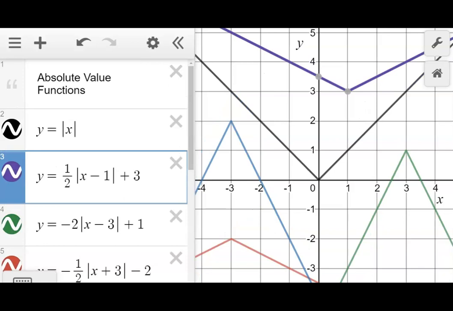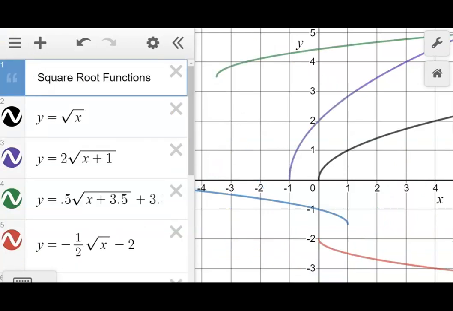The next function family are absolute value functions. The function here in black is your parent function, y is equal to the absolute value of x. And then these other functions are all absolute value functions. Some of them are steeper, some of them are fatter, some open up, and some open down.